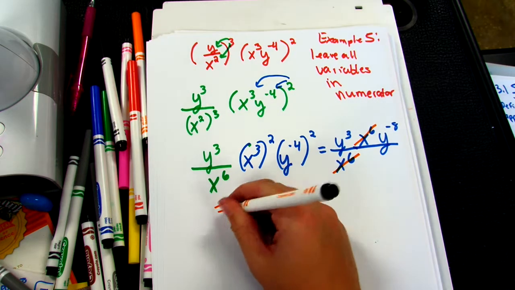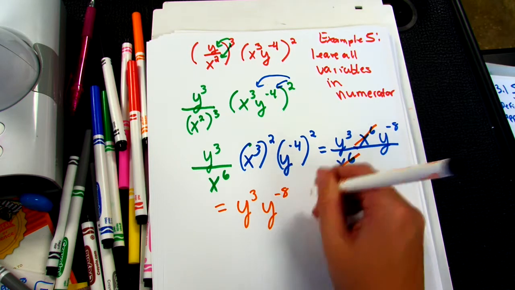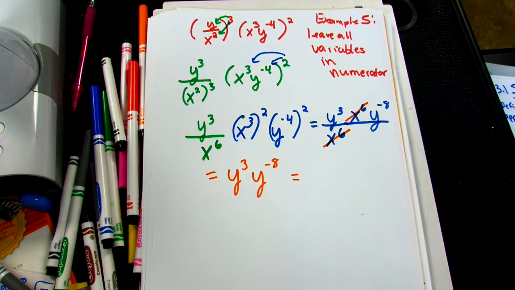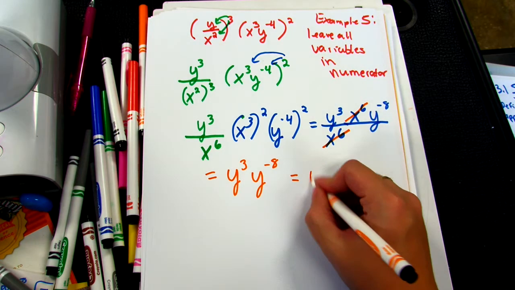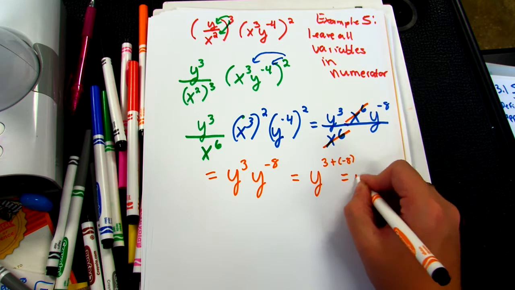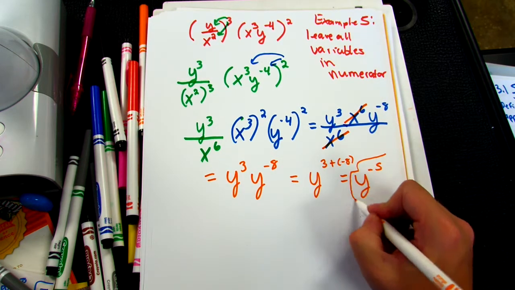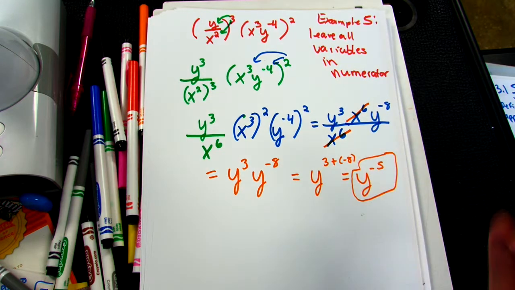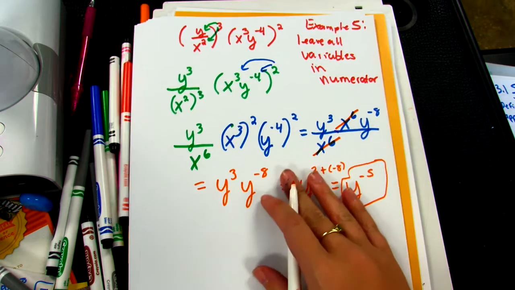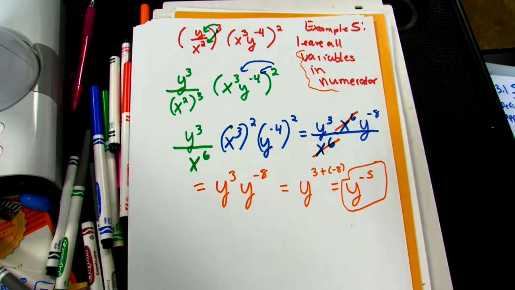So now I'm left with y to the third times y to the negative 8. Okay, so that's a property. I just add the exponents. So y to the 3 plus negative 8 will become y to the negative 5th. So if I wanted to simplify all the way, I would move that y to the negative 5th to the denominator. But my directions say leave all variables in the numerator. So I'm okay.